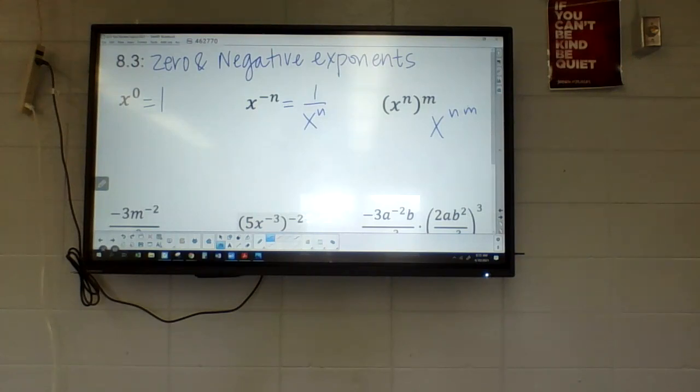So kind of just trying to remember those different rules. If you need to quiz yourself, make flashcards, whatever it does to get you guys to remember the rules here.